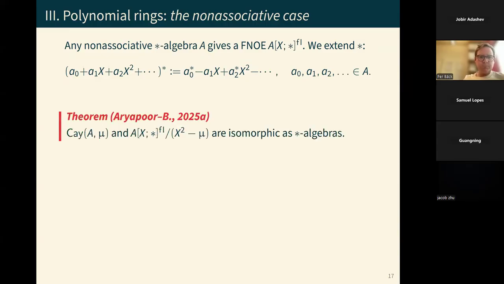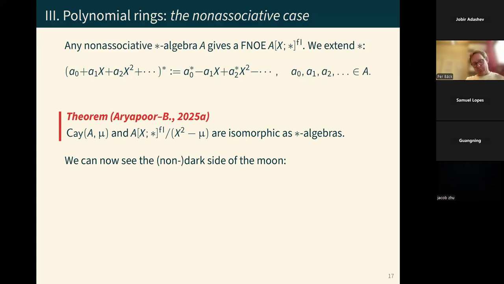FNOs. And now all these Cayley-Dickson algebras can be described as quotients of these flipped non-associative Ore extensions, which to Masood and me was a nicer description, because polynomial rings we could understand, and quotients of them as well.